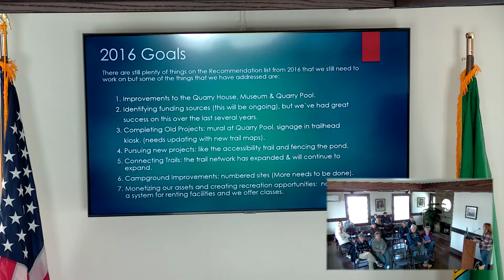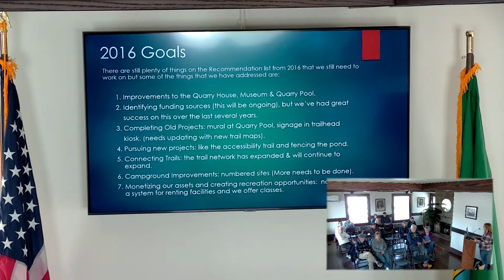Some of the goals covered in the 2016 plan and continued in the 2018 plan, there were a lot of recommendations in it. Some of them are still things that we need to work on, but some we've at least addressed or started to address, as follows. Improvements to the quarry house, museum, and quarry pool. Those things aren't necessarily all complete. The quarry pool still has some things that need to be done.